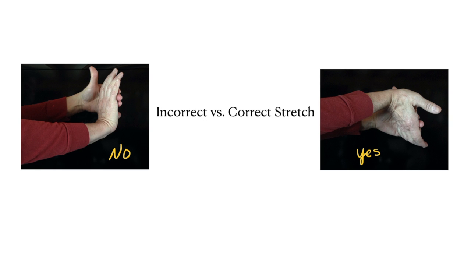People have been taught this one incorrectly as well. They may have been taught to do this stretch with the palm down. This misses an important muscle, the pronator muscle, which is often the source of this tendonitis. So do this stretch starting in the palm up position as shown.